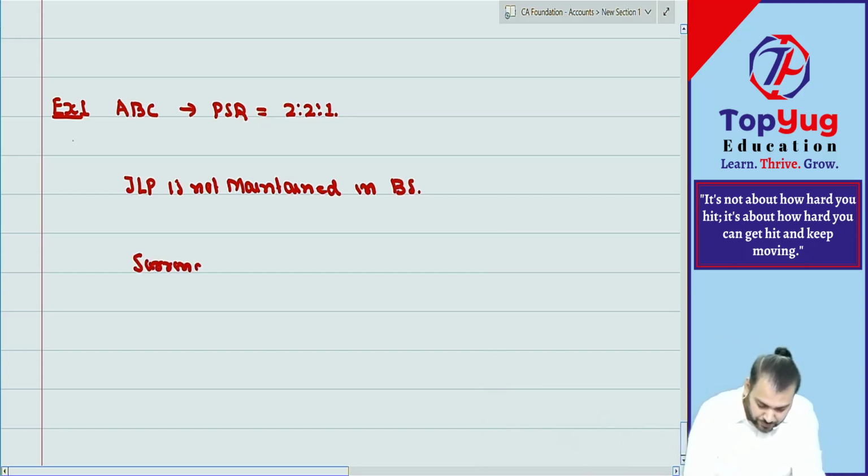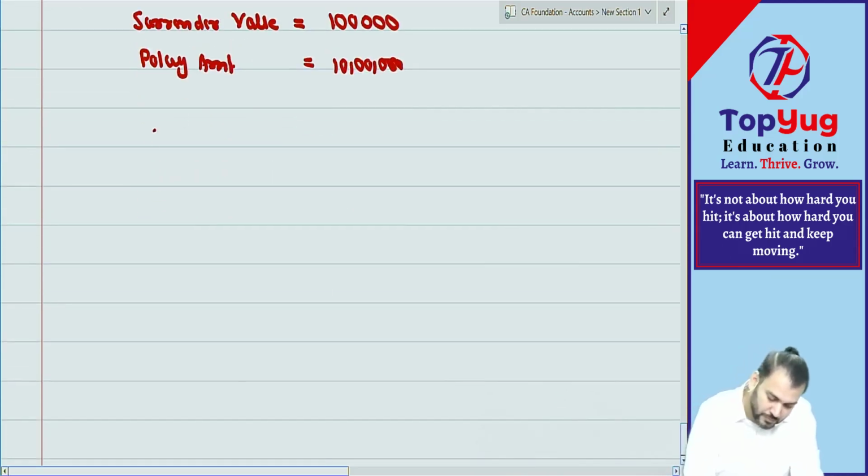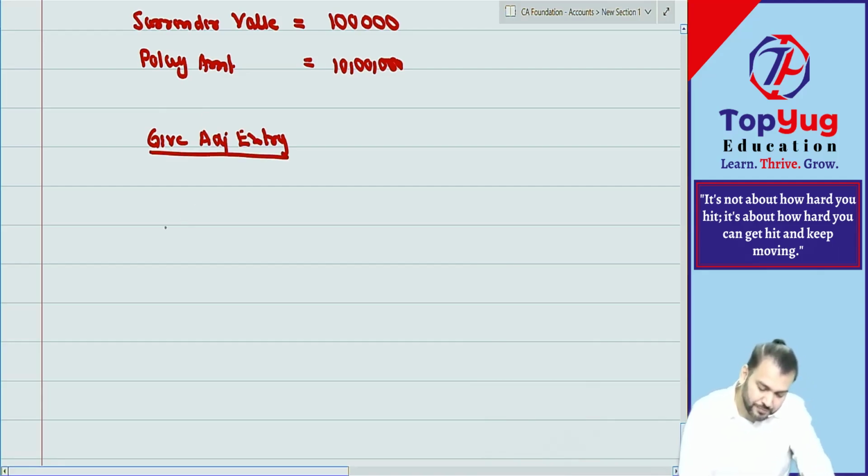Surrender value is equal to 1 lakh. Means as on today, what is the surrender value? 1 lakh. And policy amount is equal to what? 10 lakh. Give adjustment entry. Correct?